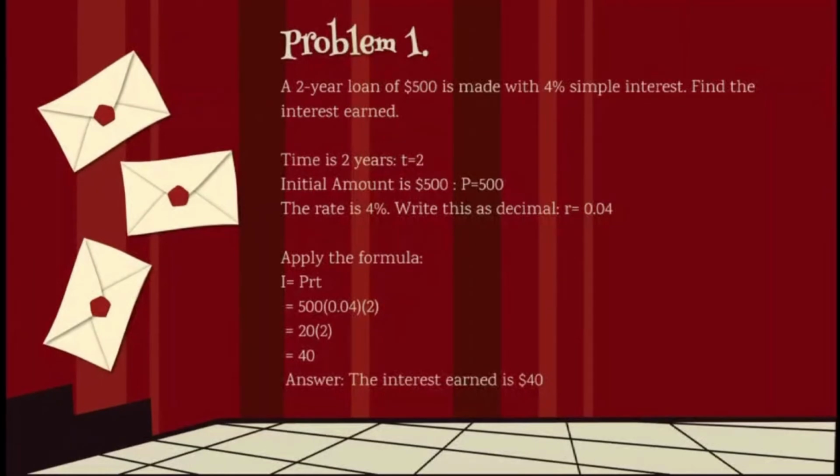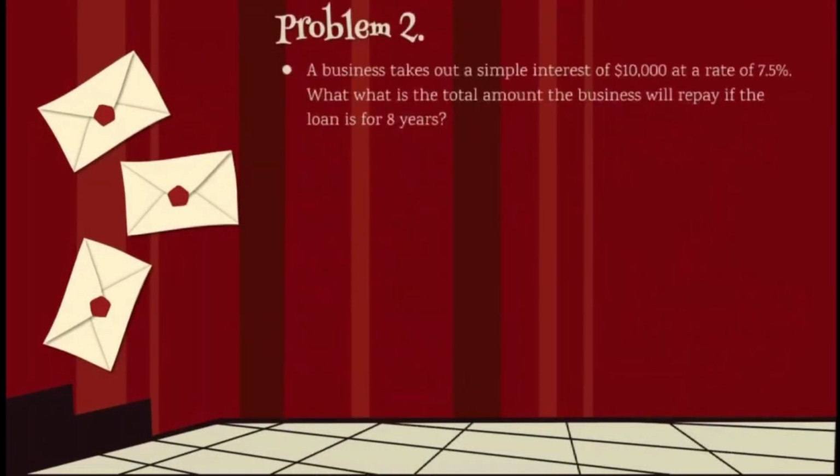Since we are done with problem number 1, let's move on to problem number 2. A business takes out a simple interest loan of $10,000 at a rate of 7.5%. What is the total amount the business will repay if the loan is for 8 years? The total amount they will repay is the future value, so A is the future value. We are also given t is equal to 8, r is equal to 0.075, and P is equal to 10,000.